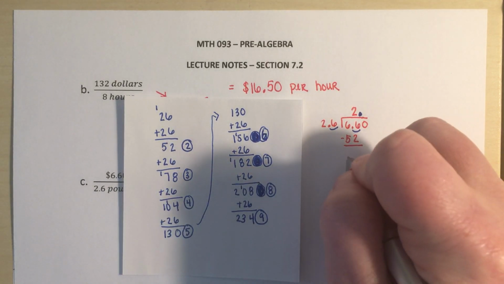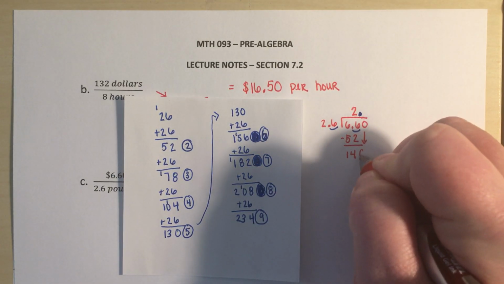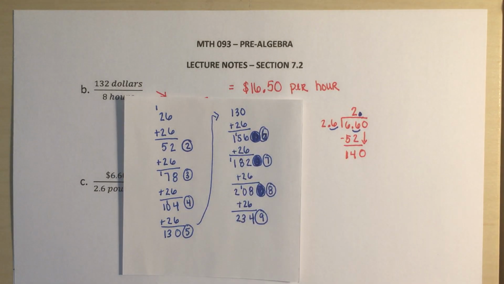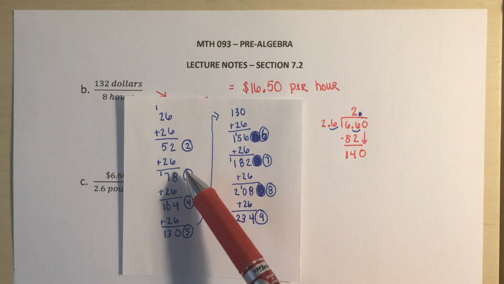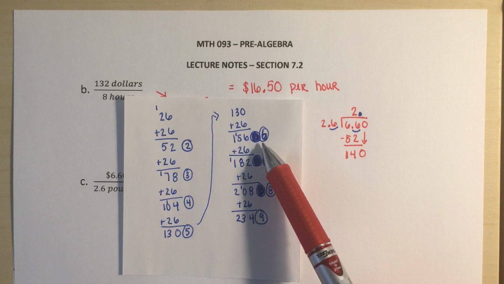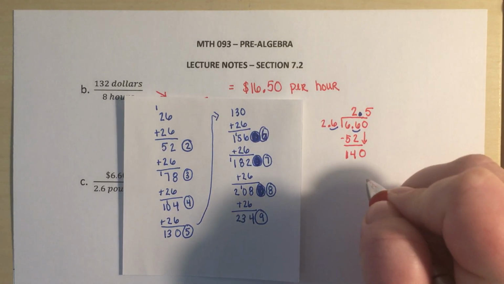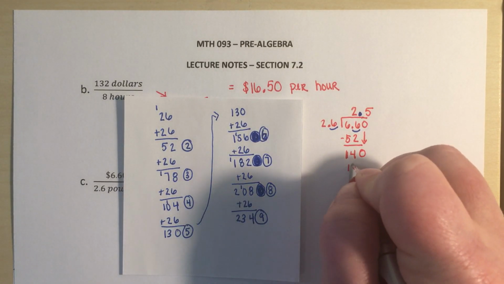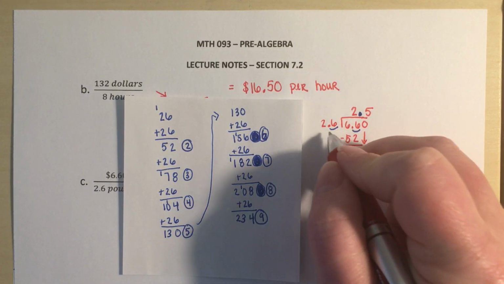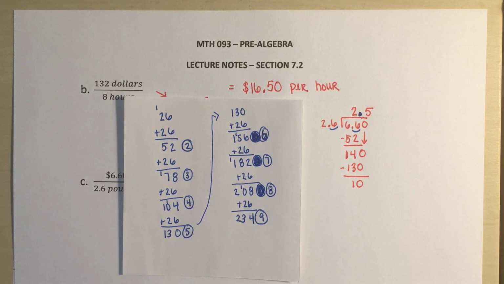Right, we're going to subtract. That's going to give us 14. All right, we're going to bring down a 0. So how many times does 26 go into 140? Looking at our list, 130 is 5 times, 156 is 6 times. That's too much. So we're going to put a 5 up top. And then we're going to use this 130, which is our 5 times 26. We subtract, we get 10.